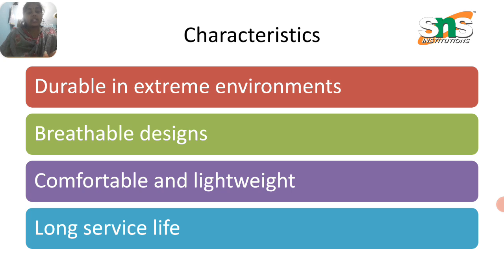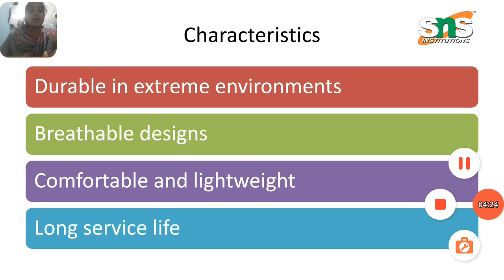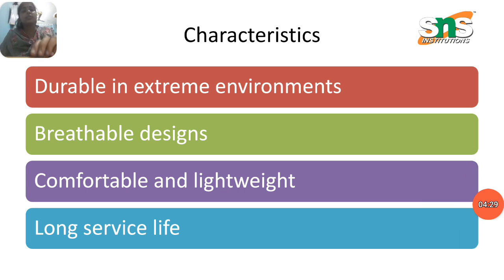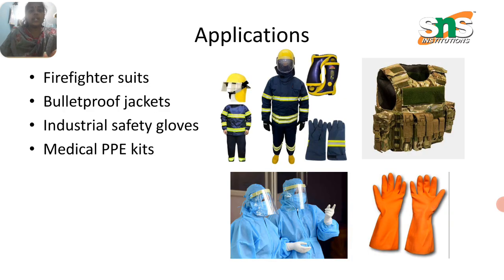What are all the characteristics? Durable in extreme environment, breathable designs, comfort and lightweight, long service life. So those are some of the characteristics needed in the protective textiles. Next one is application: firefighter suits, bulletproof jackets, industrial safety gloves, medical PPE kits. So those are some of the applications we mainly concentrate on. Those garments are mainly seen as protective garments.